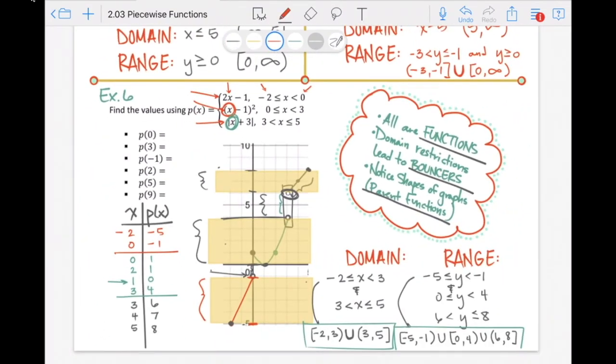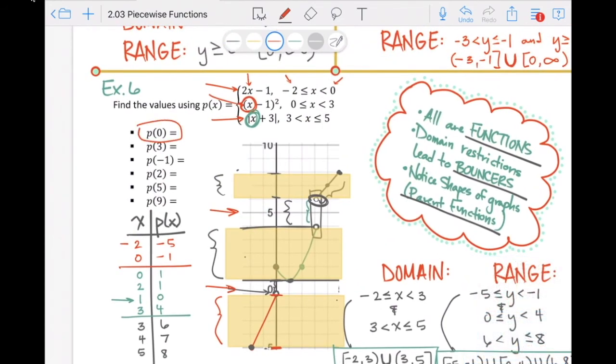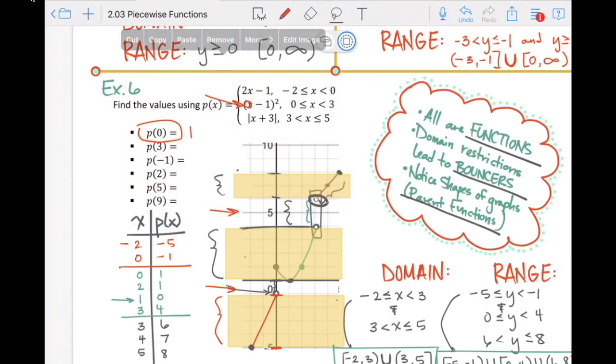All right, so another way you can see where there are these holes in this last example is if you try to evaluate the function for different numbers. Some of these we've already done. If we want to find p of 0, the portion of the piecewise function where 0 is defined for our domain is that second part right here. So we can plug in a 0 for x, and 0 minus 1 is -1, -1 squared is 1. So p of 0 is 1.